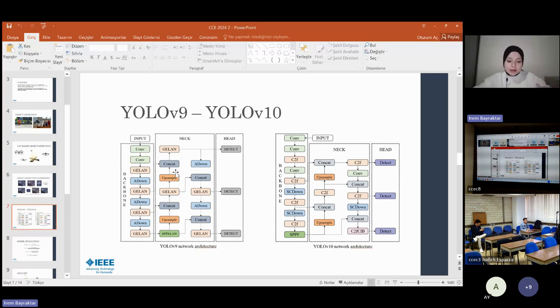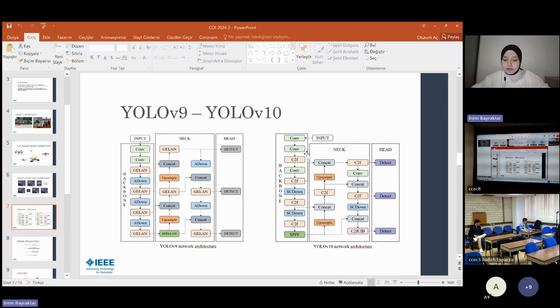The PGI module solves the gradient convergence problems by creating reliable gradients through a reversible branching. And you can see here the GELAN module incorporates SPPNet and ELAN modules. SPPNet, we see in the YOLOv5 module, and the ELAN module was from the YOLOv8 module. Thanks to the GELAN module, the YOLOv9 algorithm has a lighter network architecture, and because of its lighter network architecture, YOLOv9 can make faster and more accurate detection.